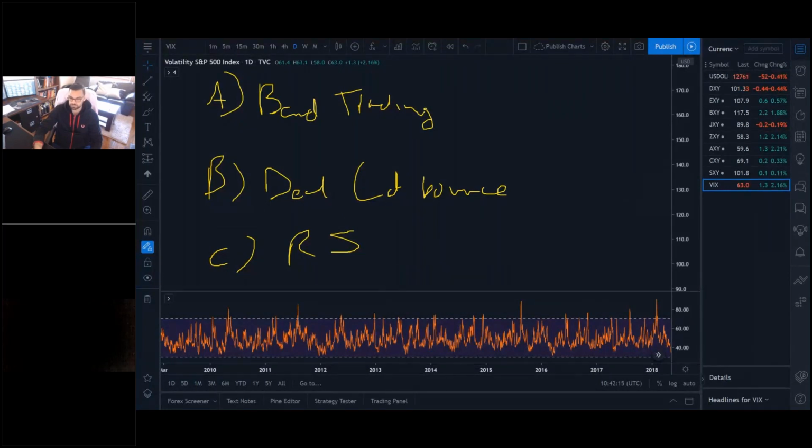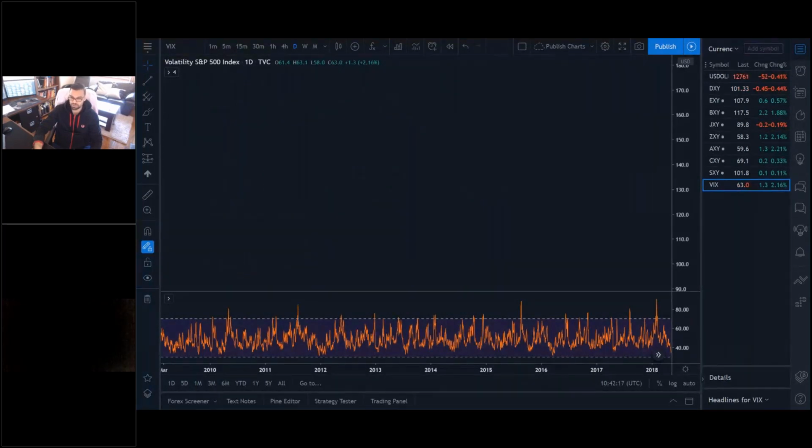Okay, so let me start with A. What is that A setup? Our number one setup that we're going to be looking for is the rubber band, not rubber band, but more of a band trading setup. Okay, so indicators to use. You could use Bollinger Bands, you can use EMAs. Okay, so the indicator you want to use is either Bollinger Bands or EMAs.